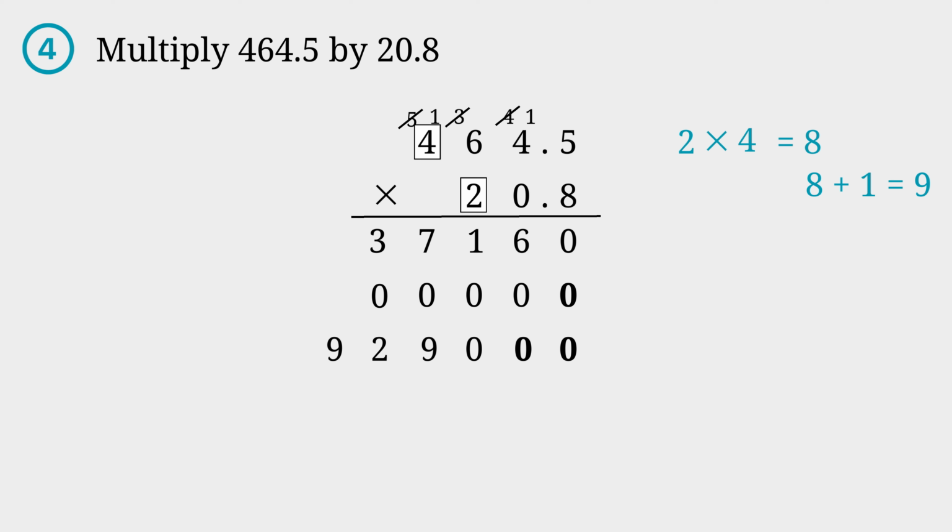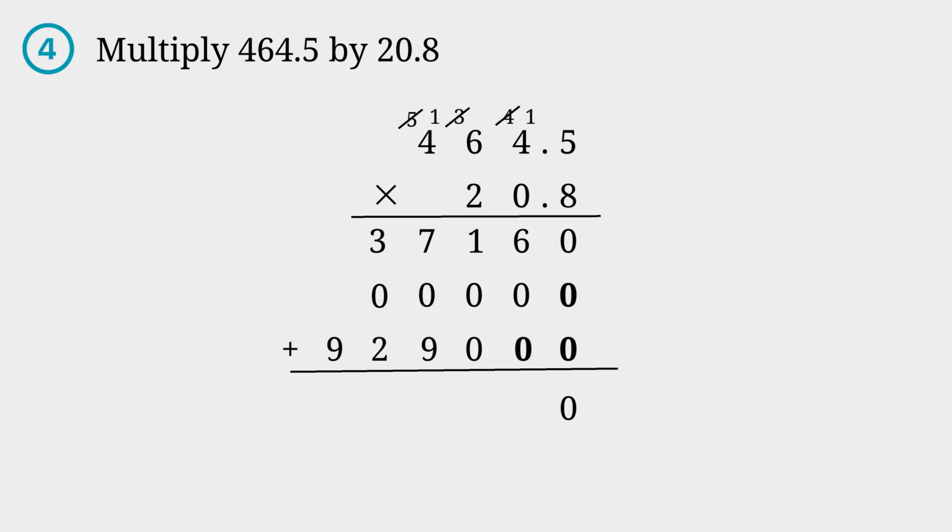Now, add the 3 multiplication lines together. 0 plus 0 plus 0 is 0. 6 plus 0 plus 0 is 6. 1 plus 0 plus 0 is 1. 7 plus 0 plus 9 is 16. And write the 6 down and a small 1 at the next digit, which is 3. So 3 plus 0 plus 2 plus the small 1 is 6. And finally, 0 plus 0 plus 9 is 9.